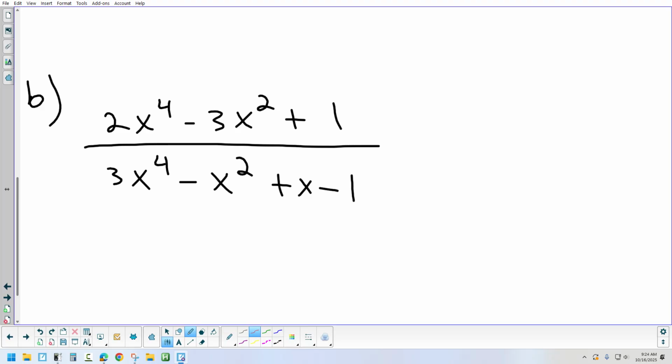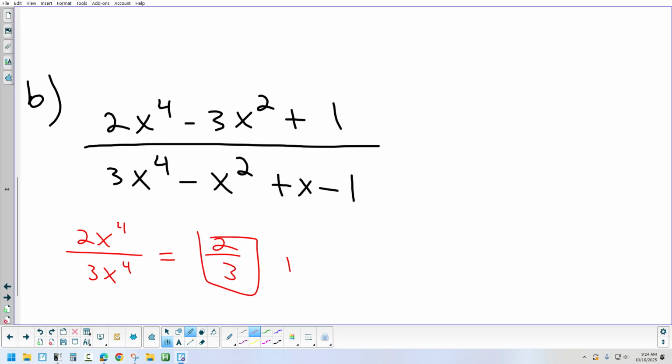You don't have to simplify it yet. I just like to know the first step, and then we'll simplify it in the second step. Yep. 2x to the 4th over 3x. Okay. And now when you simplify that, what do you get? 2 over 3. That is your EBM.